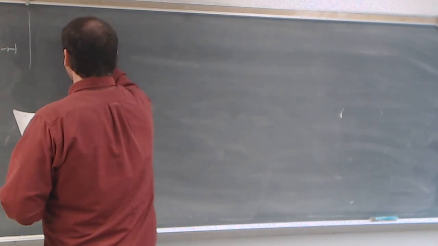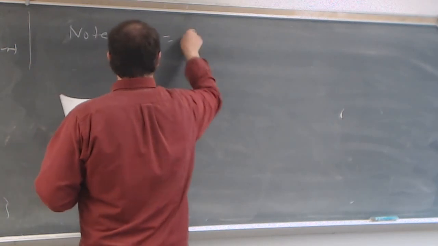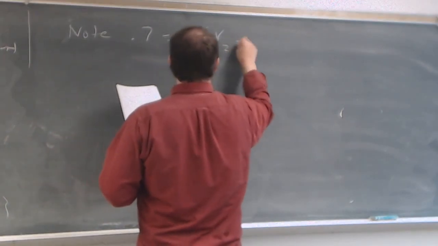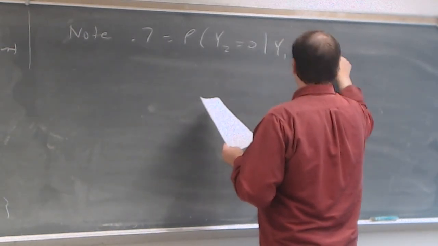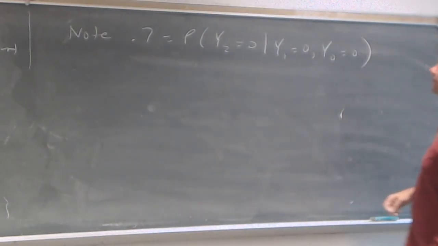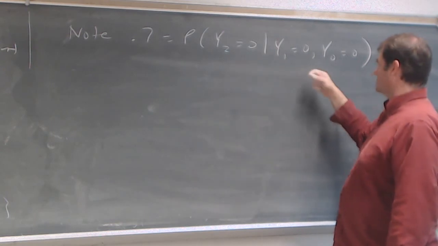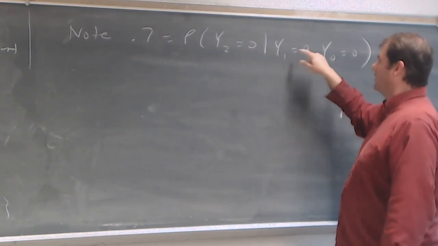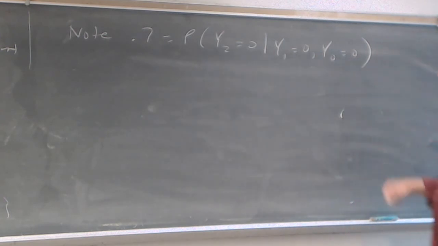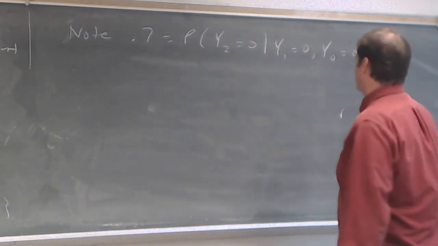Here's the reason why. If we start off, 0.7 is equal to the probability that Y sub 2 equals 0, given that Y sub 1 equals 0 and Y sub 0 equals 0. So the chance that it rains tomorrow, given that today it rained and yesterday it rained, that's 0.7. Okay?